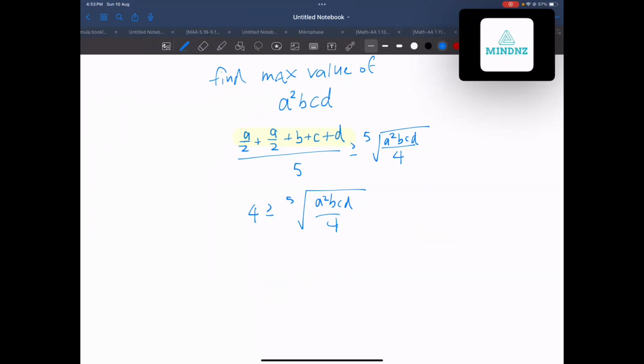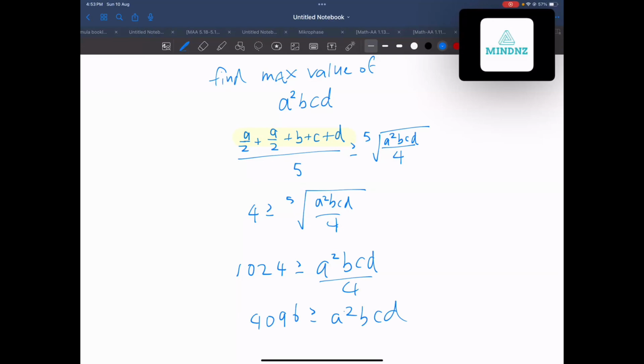Can anyone tell me? No? Okay. I think 1024. Yep, seems right. Okay, and then we know that 1024 is going to be greater than or equal to a squared b c d divided by 4. So then multiplying both sides by 4, we know that the maximum value of a squared b c d is going to be 4096. Okay, so there we go, done.